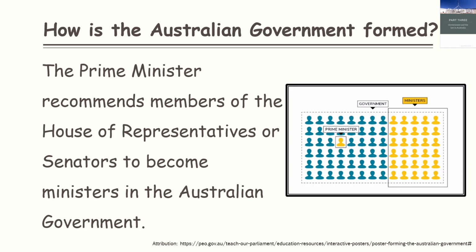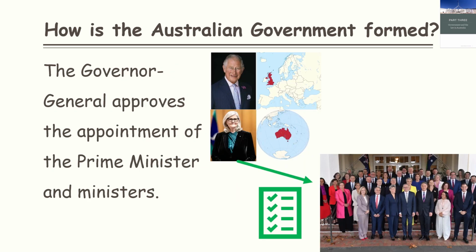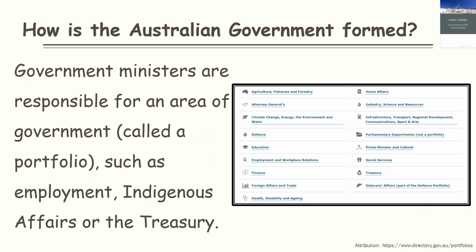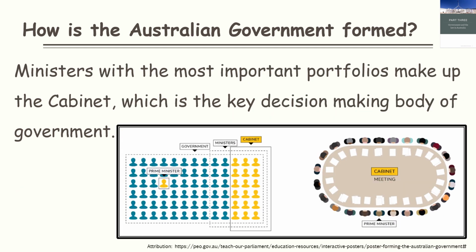The Prime Minister recommends members of the House of Representatives or senators to become ministers in the Australian government. The Governor-General approves the appointment of the Prime Minister and ministers. Government ministers are responsible for an area of government called a portfolio, such as employment, Indigenous affairs, or the Treasury. Ministers with the most important portfolios make up the cabinet, which is the key decision-making body of government.